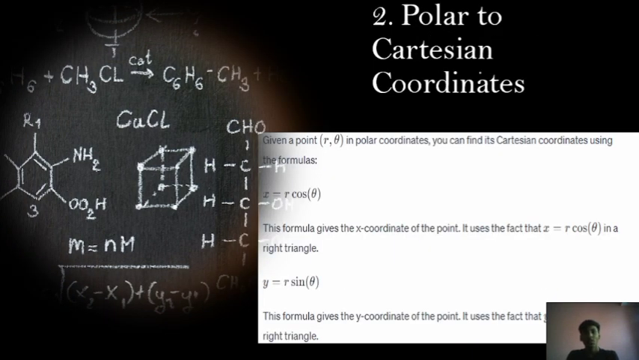Polar to Cartesian coordinates. Given the point (r, theta) in polar coordinates, you can find the Cartesian coordinates using these formulas: x equals r cos theta, y equals r sin theta.